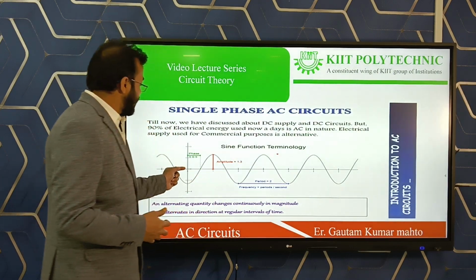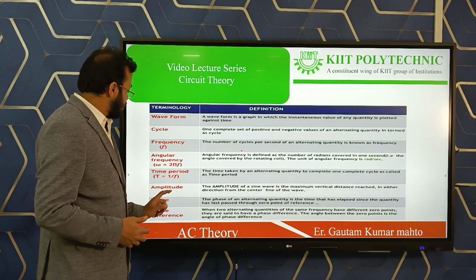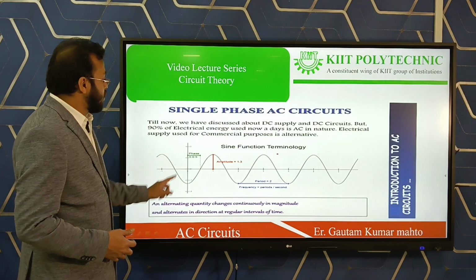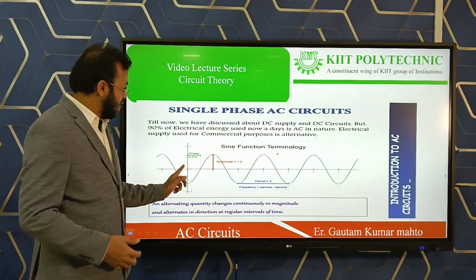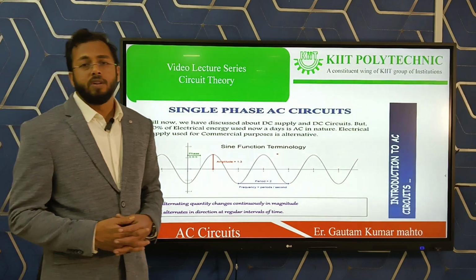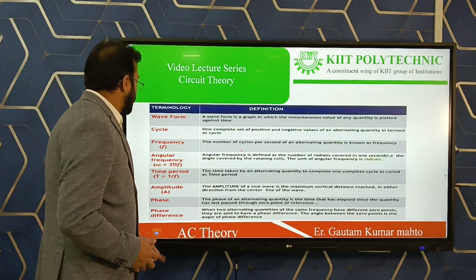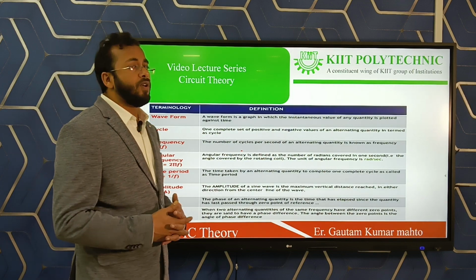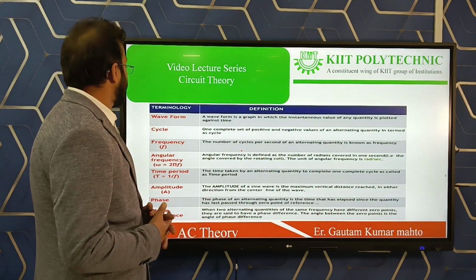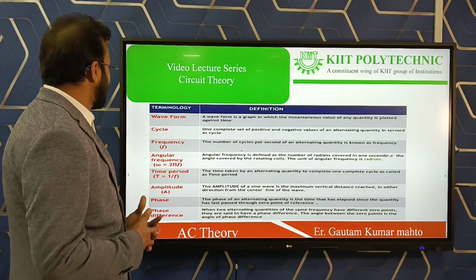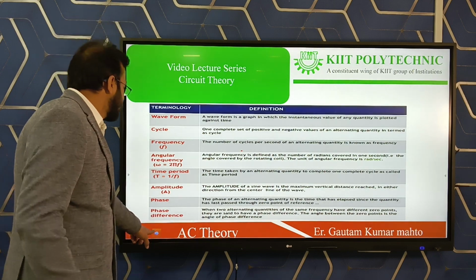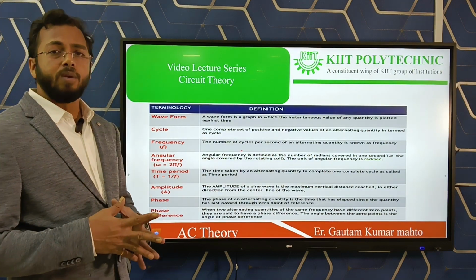So this is the phase, initially when it first becomes 0 from the starting position, that is the phase. So now we'll cover the different waveform, cycles, frequency, angular frequency, time period, amplitude, phase difference. Okay, these things we'll discuss one by one.